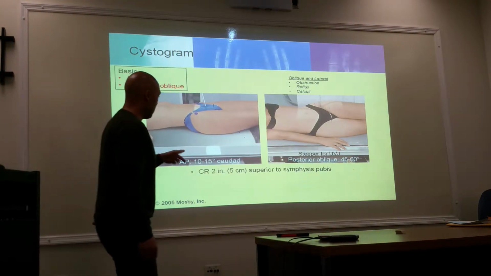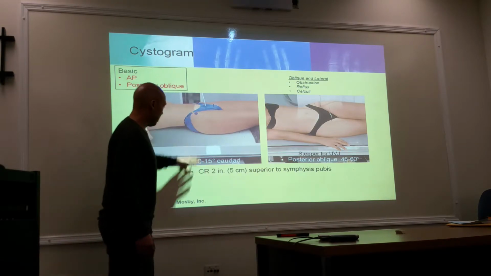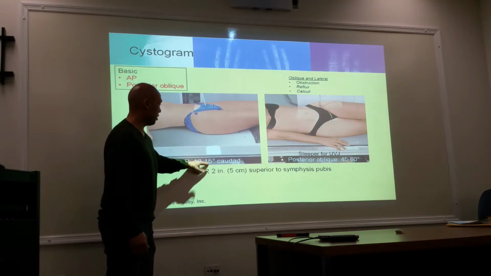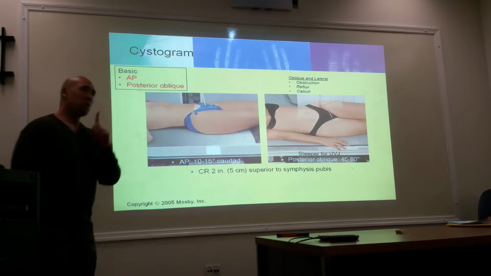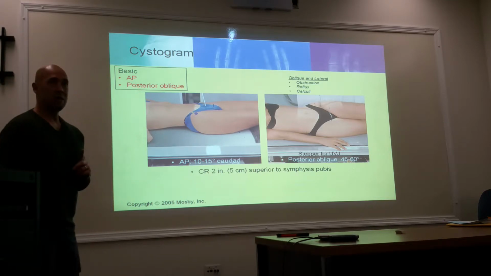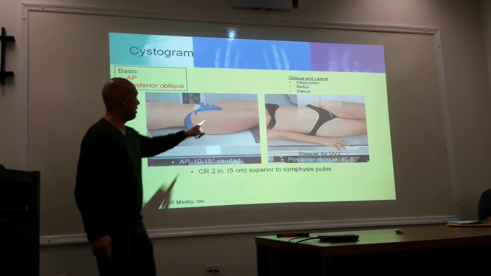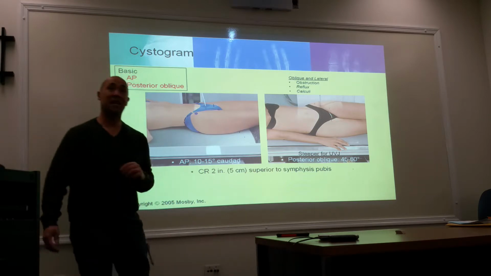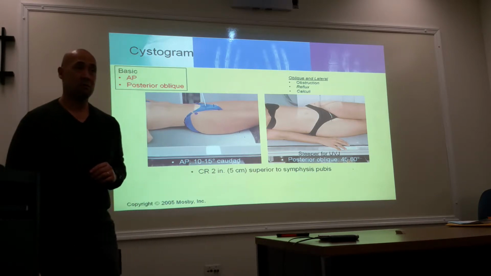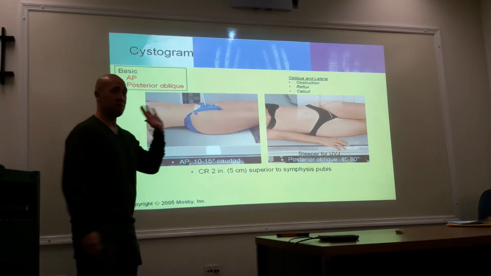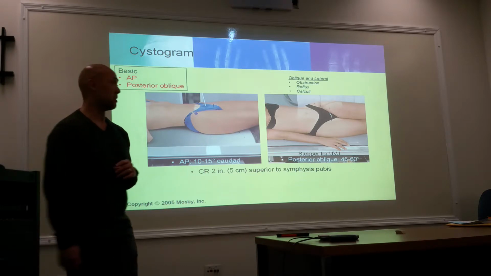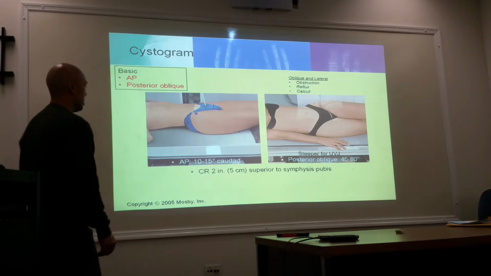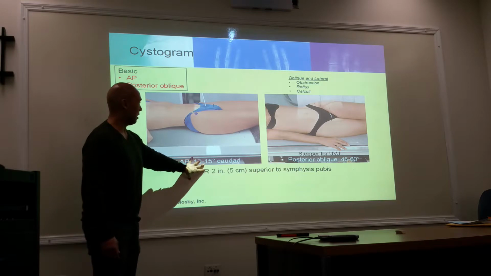Maybe a straight AP, or with this modification here where it's an AP with 10 to 15 degrees caudal. What are we trying to do here? It has nothing to do with the bladder. It has more to do with the symphysis pubis. So this angulation is going to throw the symphysis pubis out of the way for better demonstration of the bladder. So AP, 10 to 15 degrees caudally.